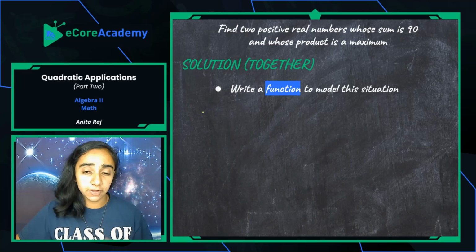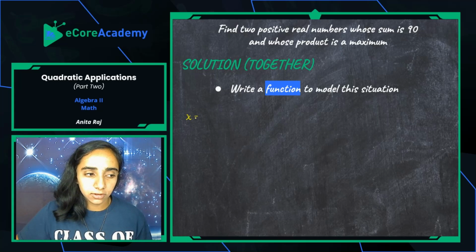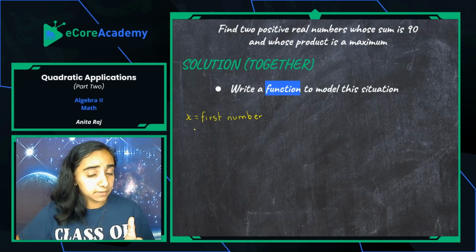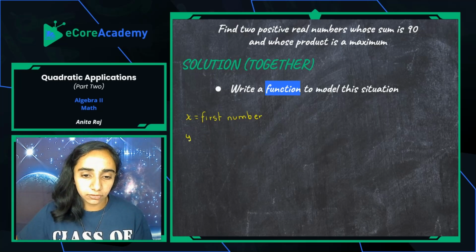First, let's identify the first positive real number. We're going to just call that x. So x is equal to the first number. I'm just going to write that here. Again, we're just trying to rename these terms as variables, so it's easier for us to write a function. Then we have our second positive real number. We can just call that y, because x and y in our mind, they complement each other. So y equals the second number.